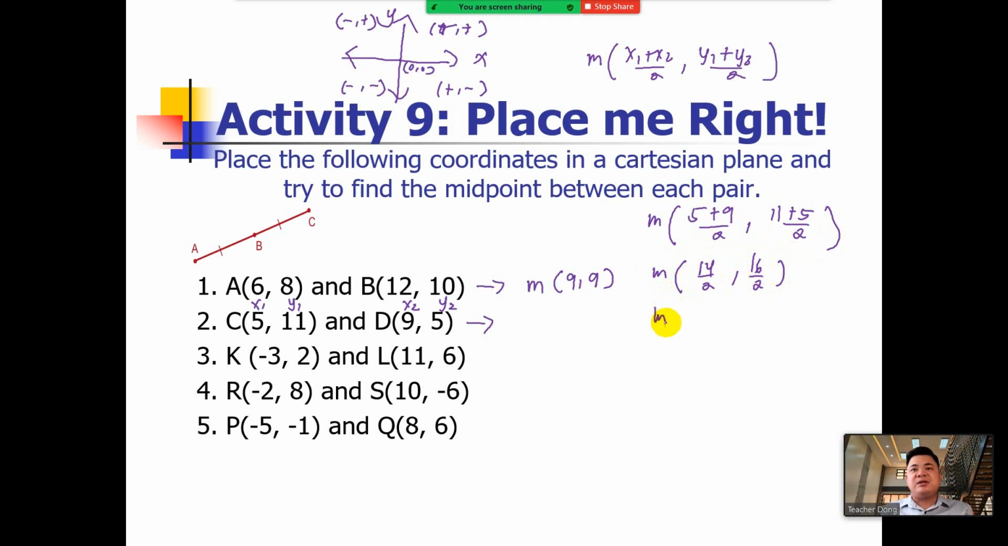Okay, then the next thing is we will simplify. 14 divided by 2 is 7, while 16 divided by 2 is 8. So your midpoint is (7, 8). So just do the same thing with the other examples.